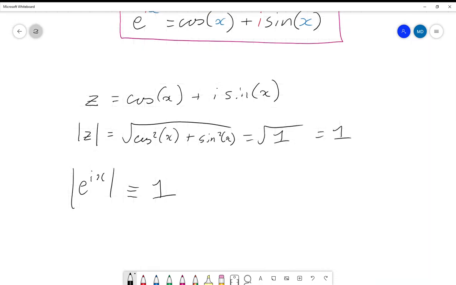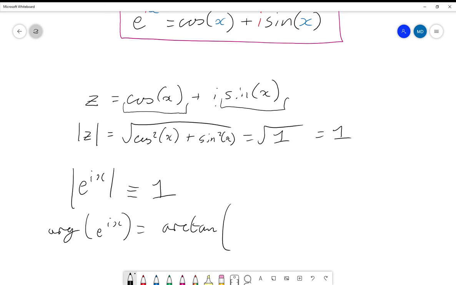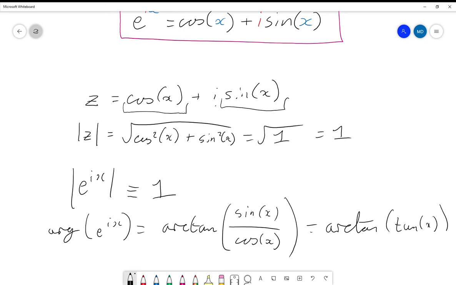What about the argument? Well, the argument of it is going to be arctan of, well, we need to think about this in terms of what's going on in terms of our triangle. Our i side is sine, our real side is cosine, so it's going to be arctan of sine x over cosine x, or it's going to be arctan of tan of x, which is just x.